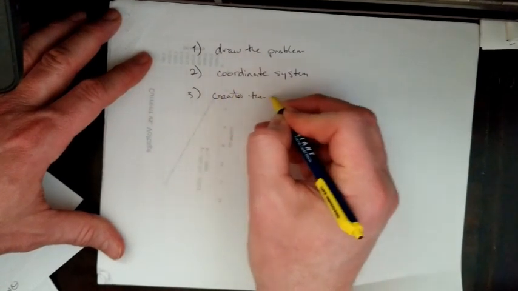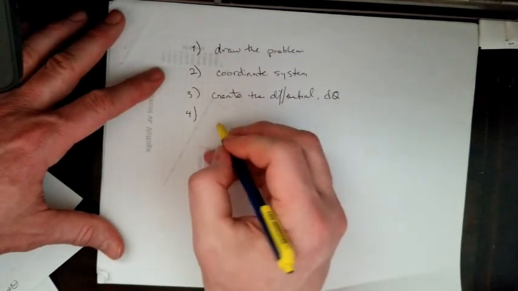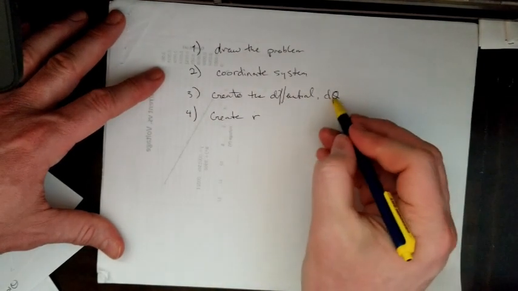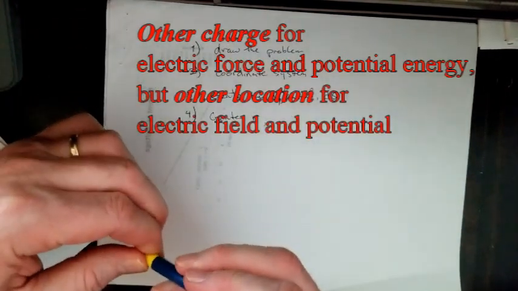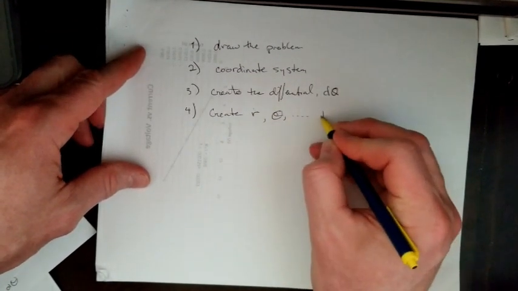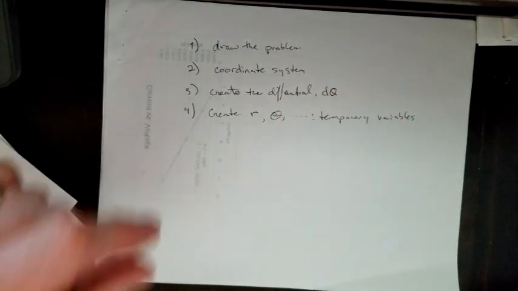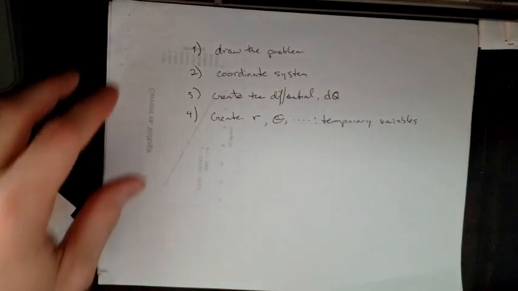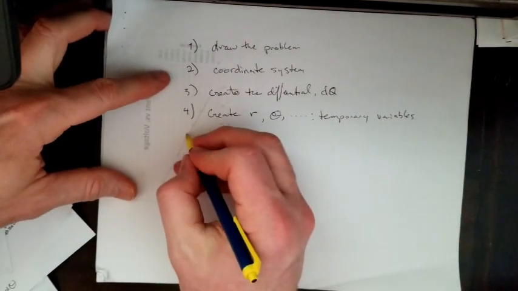Then create the differential, dq. Step number 4 is to define little r, whatever the distance is from dq to whatever other charge is involved there. So you're basically going to create the temporary things. You're creating little r, theta, the temporary variables. And again, I mean temporary in the fact that they will not show up in the final one. These are things that are not given in the problem itself, but things that have to exist. And if you look at some of the examples, I think you'll see that that's the case.